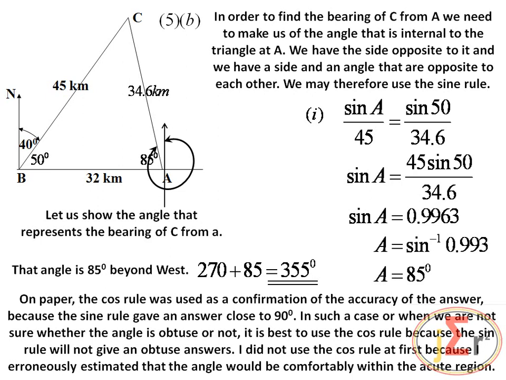So on calculating the angle, I realized that it is 85 degrees. 85 degrees is so close to 90 degrees that I had to recheck it by using the cosine rule. And I'm saying that I used the sine rule initially because I estimated erroneously that the angle would have been comfortably within the acute region.